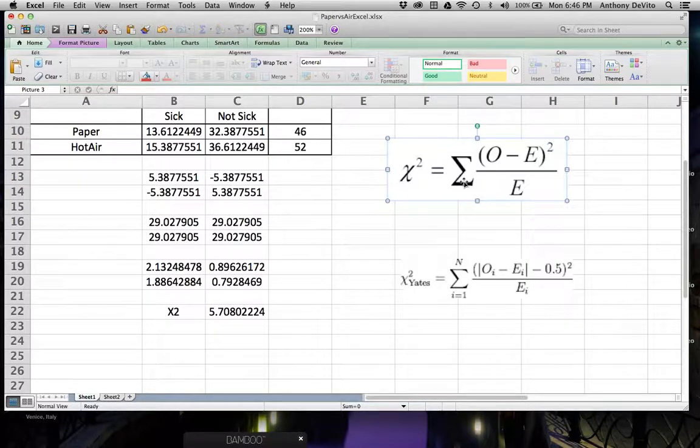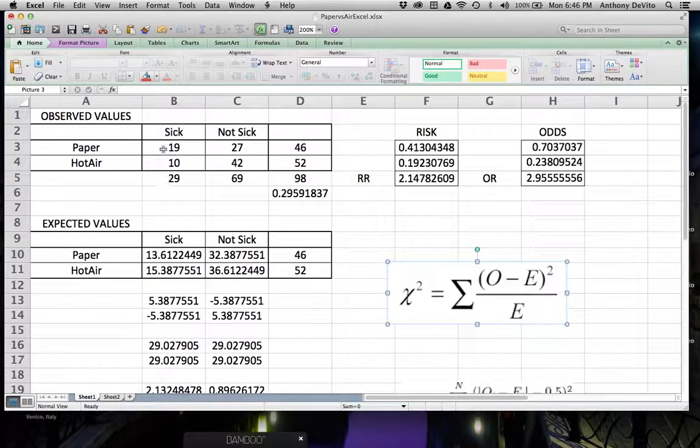Now we have to decide whether this number is big enough for us to say that the difference between the expected and observed values is significant enough that there's less than a 5% chance of being wrong if we reject our null hypothesis. What's our null hypothesis? That there's no difference between the observed values and the expected values.